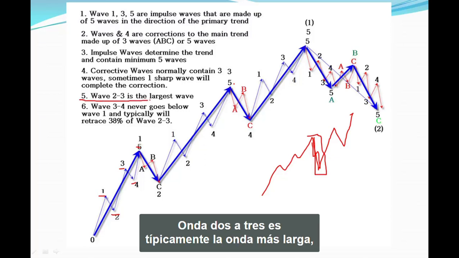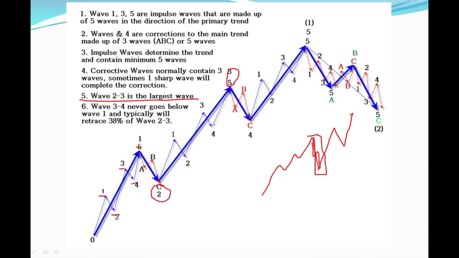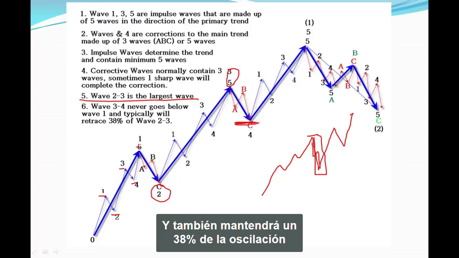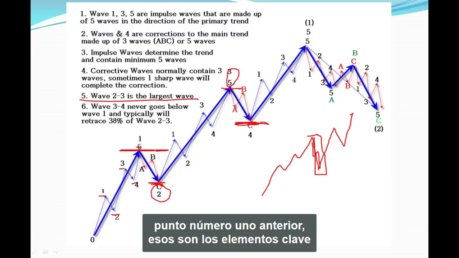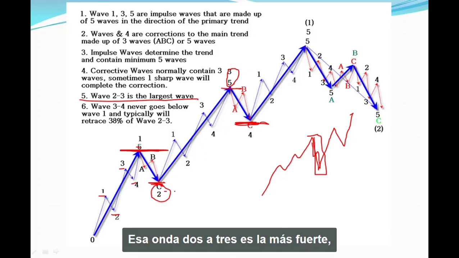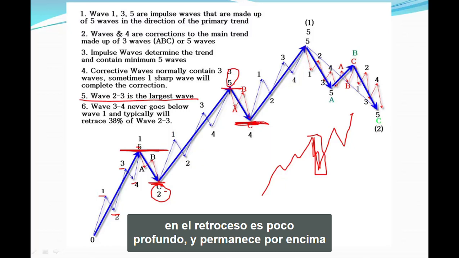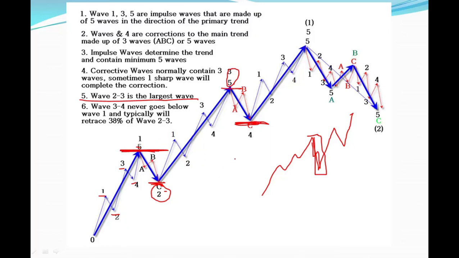Now, wave 2 to 3 is typically the largest, the strongest wave in an Elliott wave. And also, it typically will hold 38% of the swing from 2 to 3, and we're going to discuss that in a future slide. And it will hold above this prior number 1 point. So those are the key elements that we want to see in an Elliott wave structure. That wave 2 to 3 is the strongest. On the retracements, it's shallow and stays above that prior number 1 high.